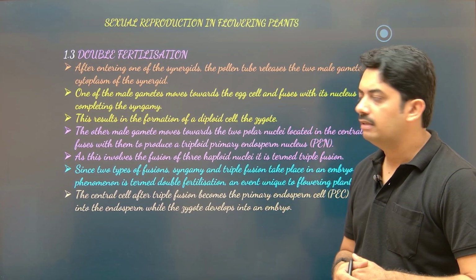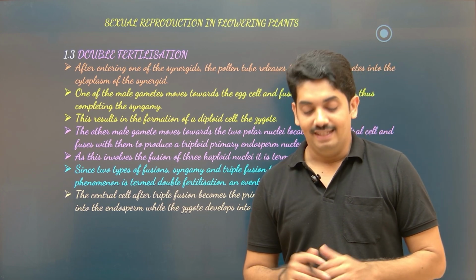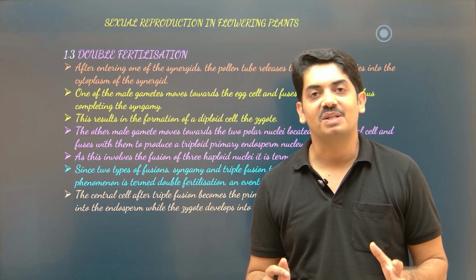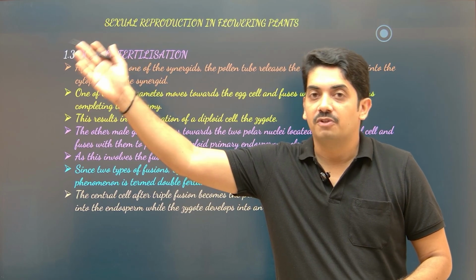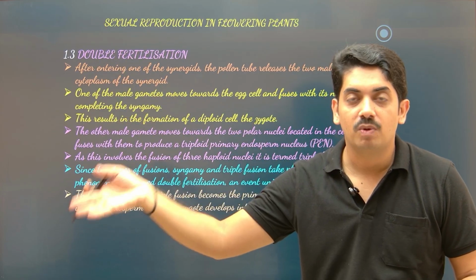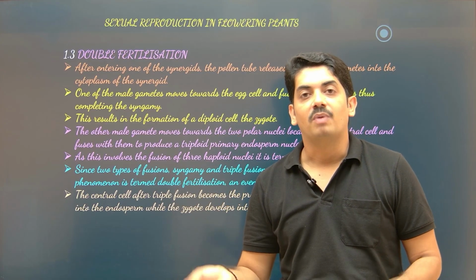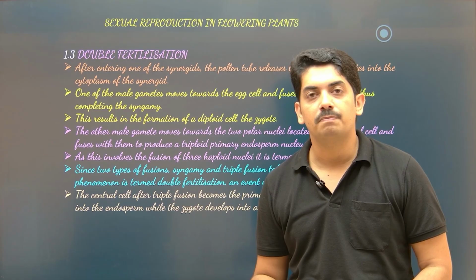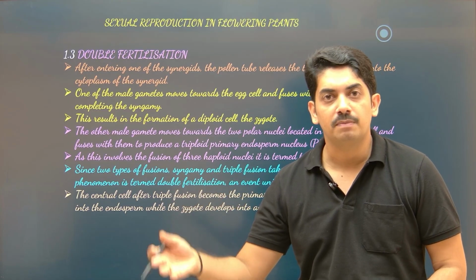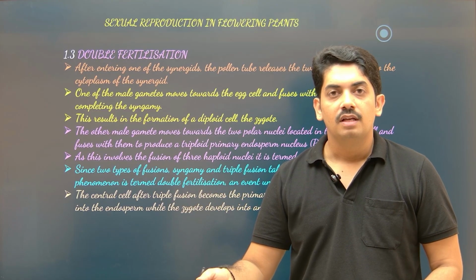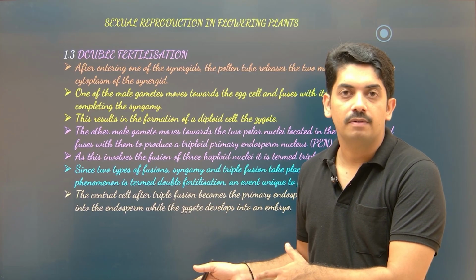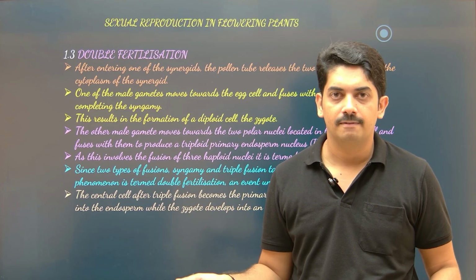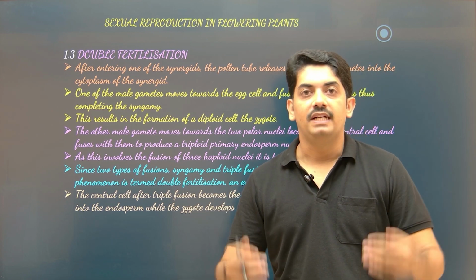Now coming to double fertilization. So far we have traveled so much with sexual reproduction in flowering plants. We started from microsporogenesis, megasporogenesis, and after that pollination, the kinds of pollination, then different modes of pollination: water pollination, wind pollination, insect pollination. After that pollen-pistil interaction. All these processes are nothing but pre-fertilization events. Now we will study fertilization.